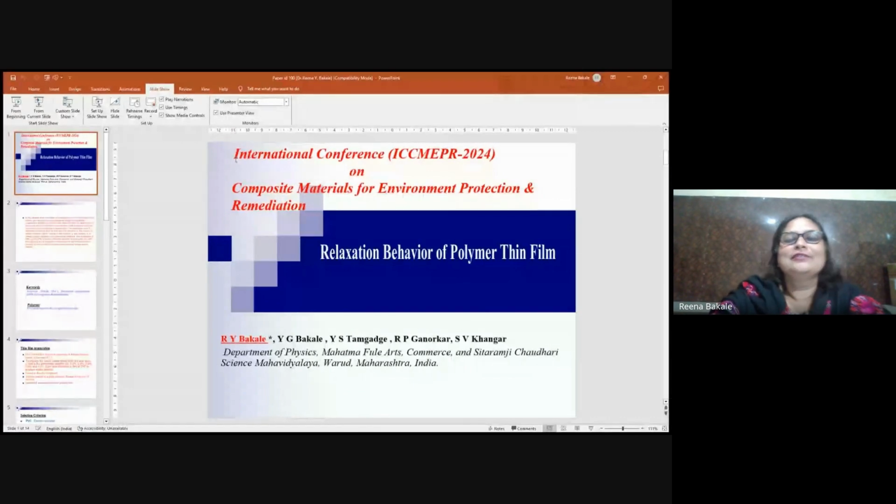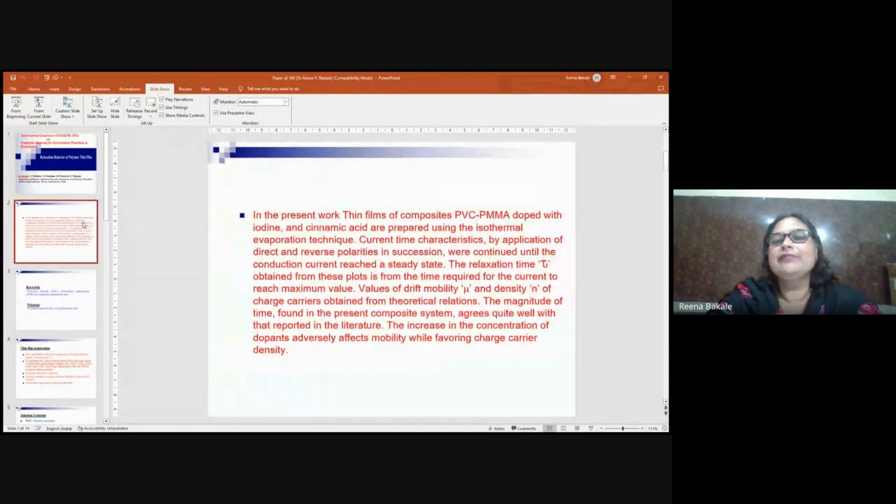Now here we are presenting my small part of research, and that is the relaxation behavior of polymer thin film. In this paper, we have made a thin film of 2 composite polymers. Here we have used the polymers PVC and PMMA, and we have used 2 dopants, that is iodine and cinnamic acid, and made a thin film by using the isothermal evaporation technique.